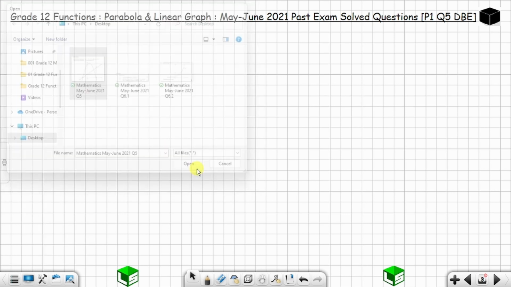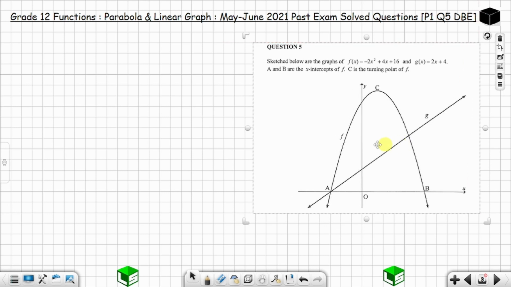Okay, this is question 5. You can see the question is on a parabola and a linear graph. There is the parabola and there is the line. The question says, sketched below are the graphs of f of x, there's the equation of f of x, and g of x, there's the equation of g of x. A and B are the x-intercepts of f. C is the turning point of f. There's C, the turning point of f, and there's A and B. You are told that A and B are the x-intercepts of f.